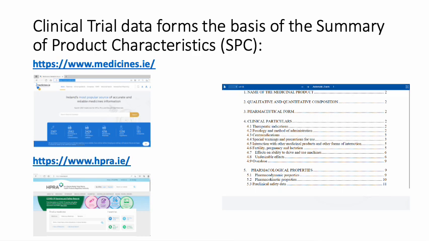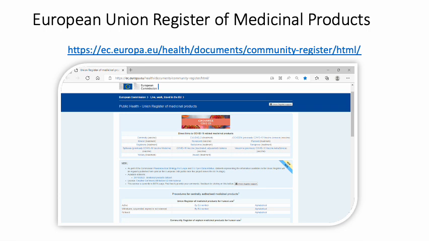The structure of the SPC is shown on the slide, and from our point of view, the most interesting parts are section 4, which is the clinical particulars, and section 5 goes into detail about the clinical studies which are used to generate those clinical particulars. Centralised medicinal products licensed in all of Europe can also be found on the European Union Register of Medicinal Products.